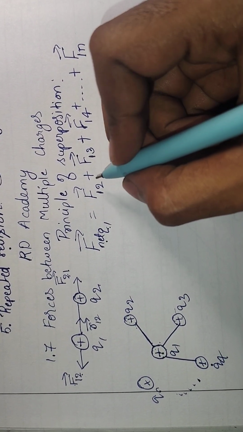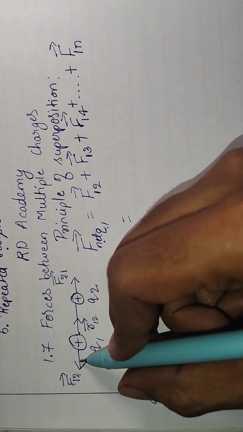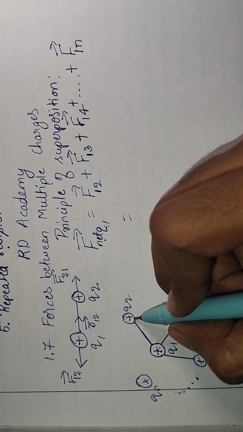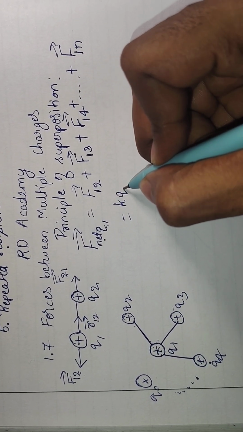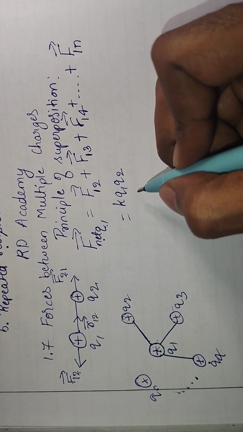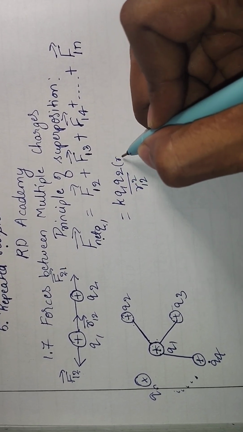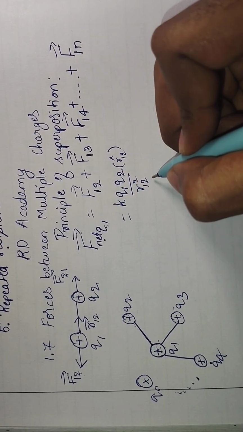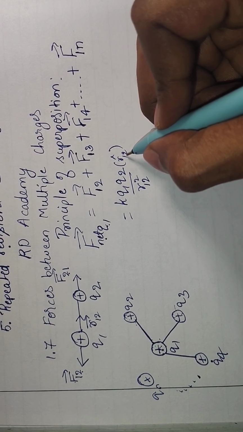That is important. Now, can you simplify this further? What can I write this F12 as? That is the force acting on charge Q1 due to Q2. I can write it as K, from Coulomb's law, Q1 Q2 divided by R12 square into R12 cap. This entire term deals with only magnitude. This R12 cap will give you the direction.